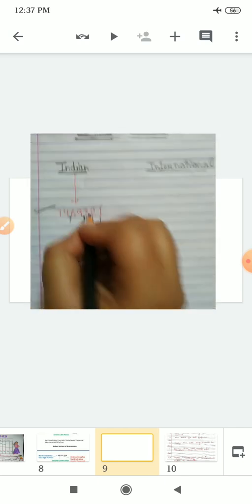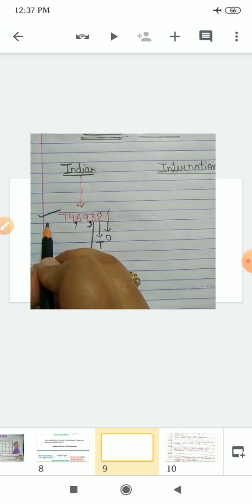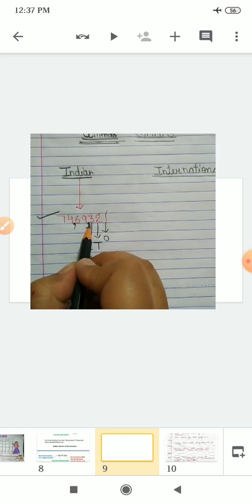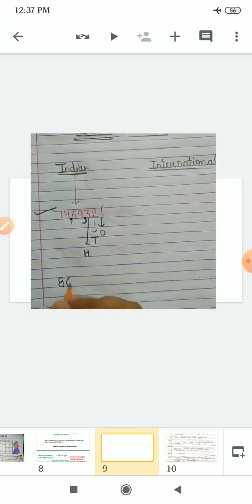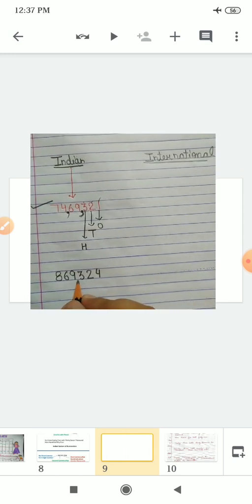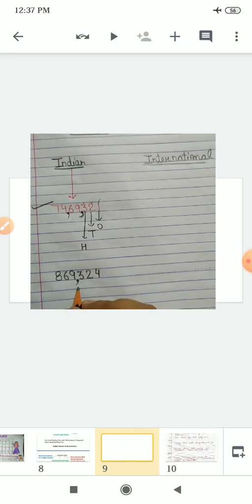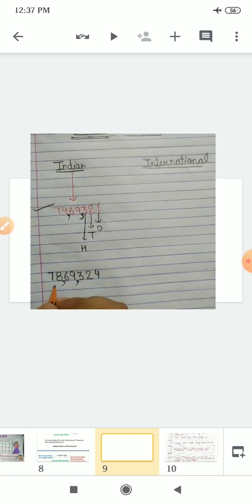See, I am writing again here any number. The first comma will come after 3 digits. Then after 2 digits. Again, if any number is given, then after 2 digits. Understood what I am telling? The first comma will come after 3 digits, 3 means 1 2 3 digits. Then the second comma will come after 2 digits.